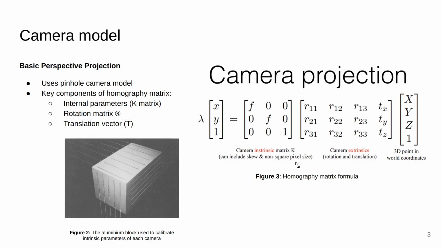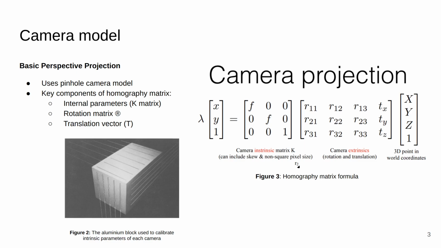First, we have the internal parameters represented by the K matrix. This matrix encapsulates the camera's intrinsic parameters: the focal length, the skew factor, and the principal coordinates. Second, we have the rotation matrix R, which describes how the camera is oriented relative to the world coordinate system. Think of it as where the camera is looking. Third, there is a translation vector T, which represents the camera position in 3D space, essentially where the camera is located.